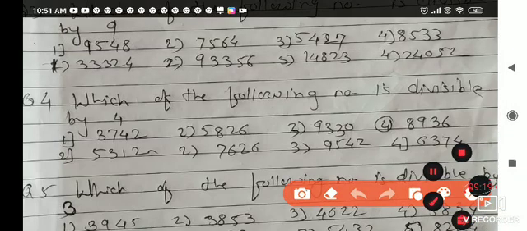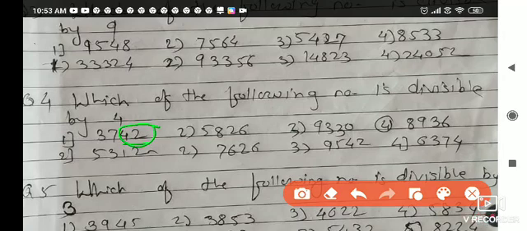So for this, what I told you: if the last two digits are divisible by 4, then the number is divisible by 4. So here 42 is there, and if you see, 10 fours are 40 and 11 fours are 44. 42 is not divisible by 4. That's why this number is not divisible by 4.